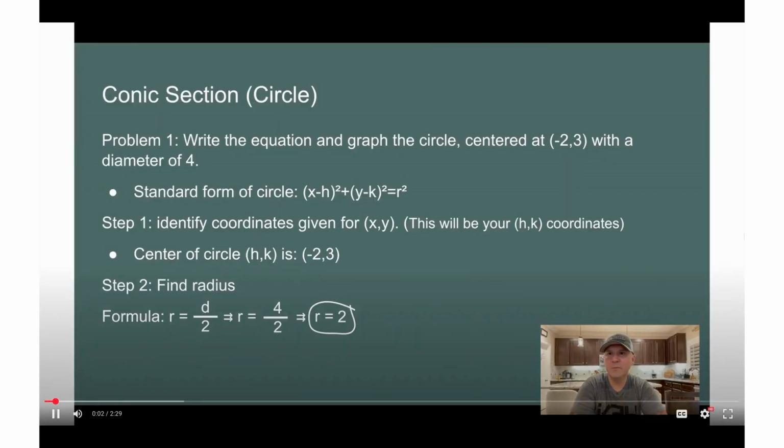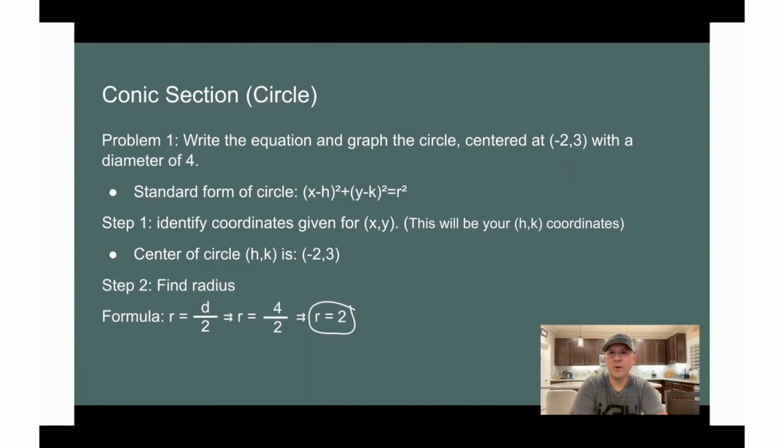So this problem here is going to be on the conic section of the circle. And the question is, write the equation and graph the circle centered at -2 and 3 with a diameter of 4. The standard form of a circle is (x - h)² + (y - k)² = r². Your first step, you want to identify your coordinates given for x and y, and this will be your h and k coordinates.